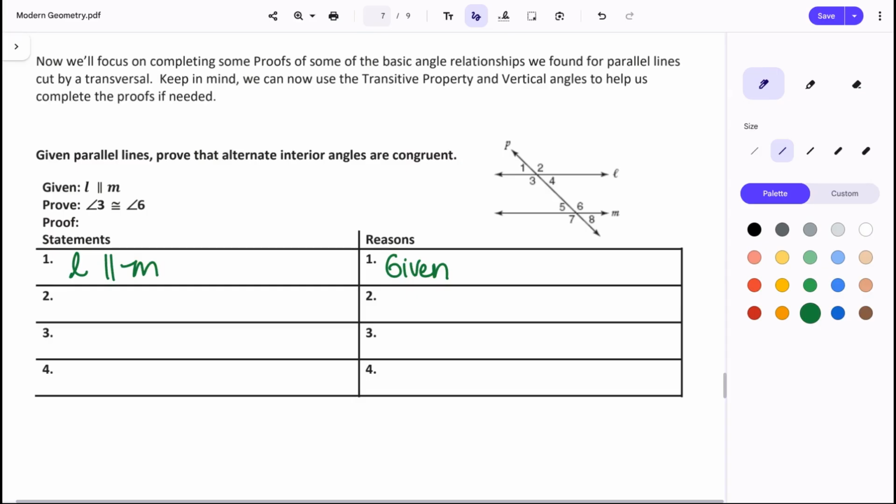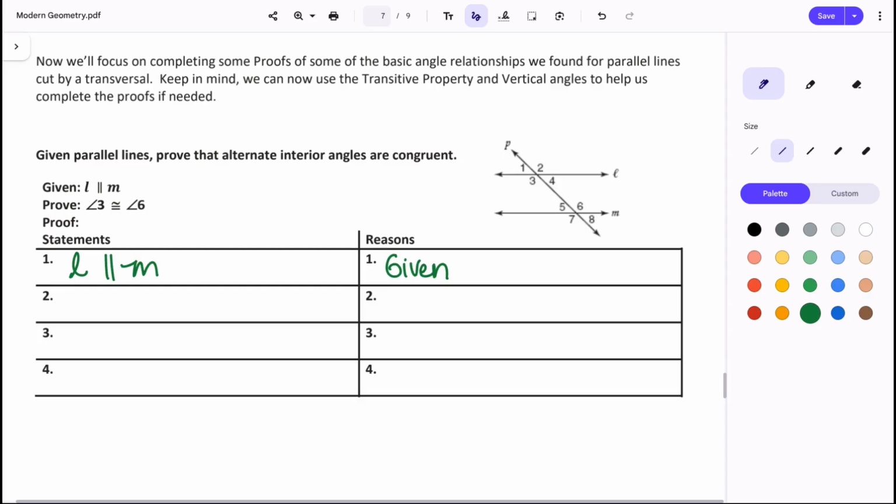I want to prove that 3 and 6 are congruent to each other. But again, I can't go straight there. I can't just use alternate interior angles. It'd be the same thing when we ask our kids questions and they say, well, because. Well, because isn't a true reason. We have to give another reason why we're saying yes or no. So I want to somehow connect 3 to 6, but I can't go straight there.